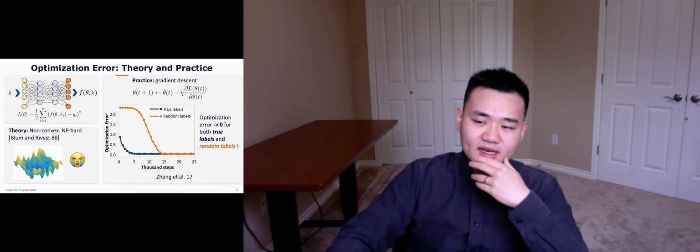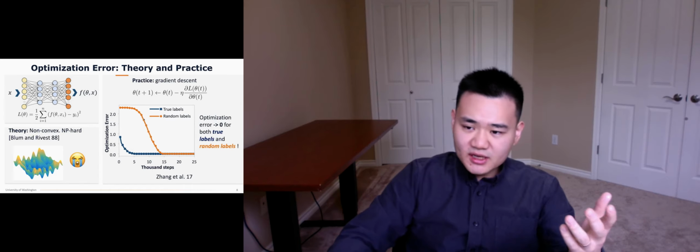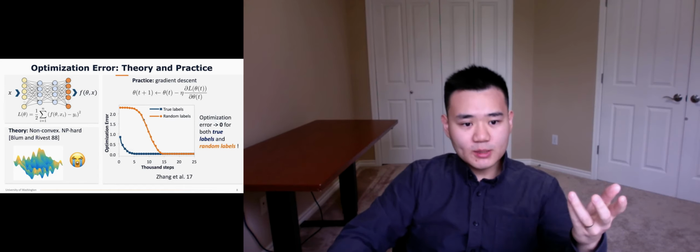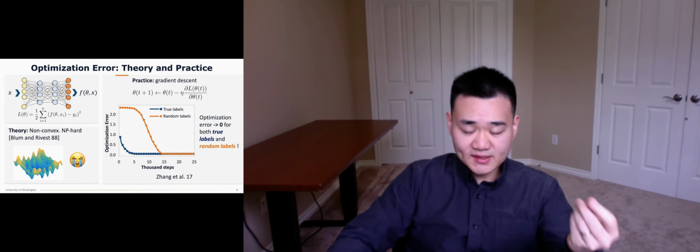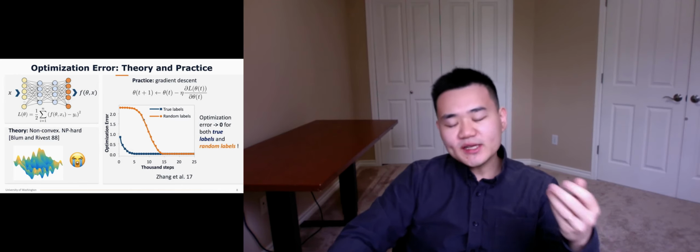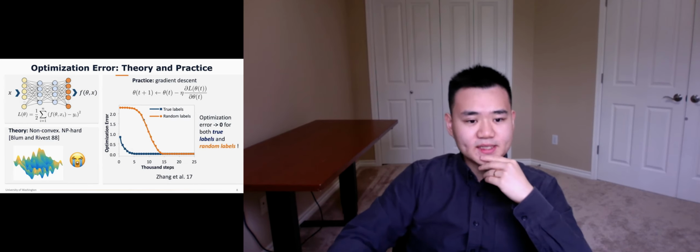What's surprising is that they found that just running this simple gradient descent algorithm, using either true labels or random labels, gradient descent can find the global minimum of this highly non-convex function. Okay, so that's quite surprising because we know this is actually an NP-hard problem. So why is this the case?